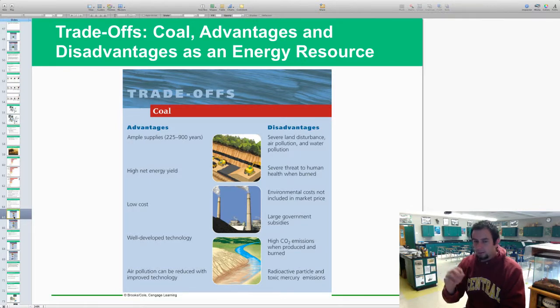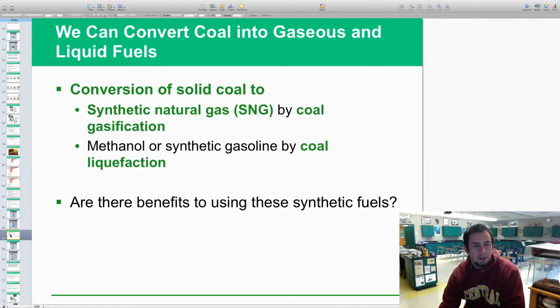So how are you going to get rid of it? That was our big challenge last chapter: what are we going to do with those CO2 emissions? And we looked at carbon capture storage. Are we going to implement those on all coal burning power plants? If we use those in the future, who knows? And there are also some radioactive particle and toxic mercury emissions when you burn coal because they have been trapped in the coal. So those are a couple of things.